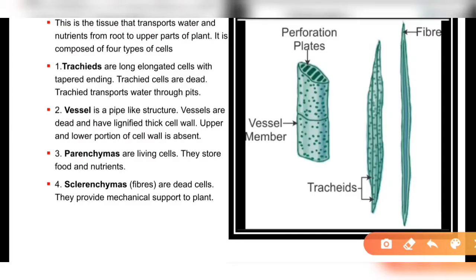So xylem, let's learn more. Firstly, let's learn about the xylem vessels. We can call them trachea or vessels. It's a pipe-like, long tubular structure formed by the fusion of different cells placed one on another.